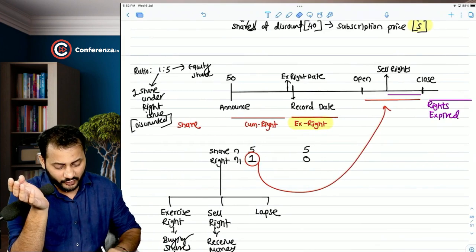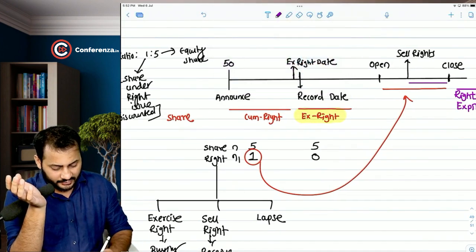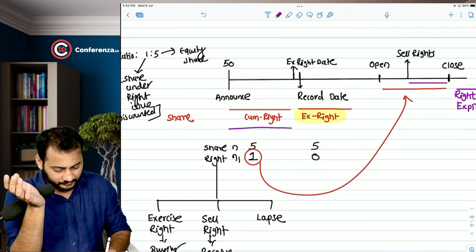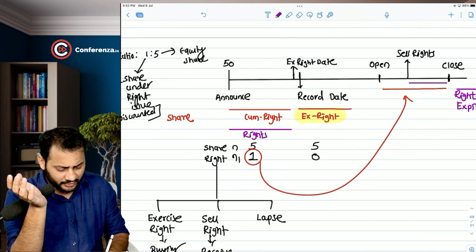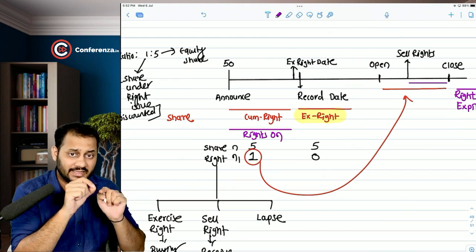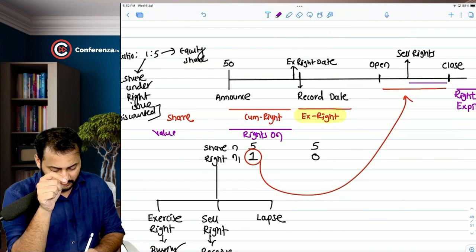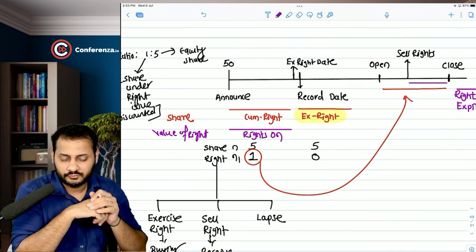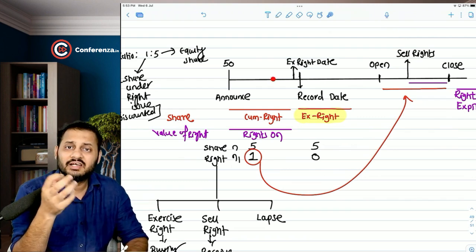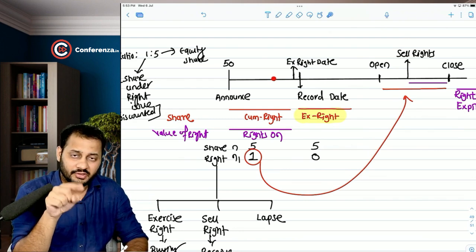That means if you are calculating the value of the right in this period, let me just mark it. This is a rights on period. You call it as a rights on, or you call it as a cum right. 1.67 was the price value of the right. In this period. Okay. That means if you want to sell that right to someone else, you can sell it at 1.67 per share.